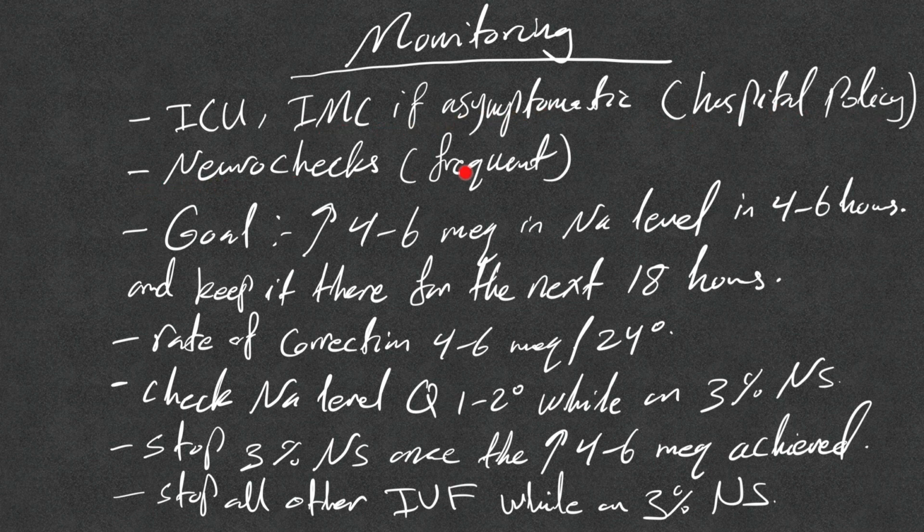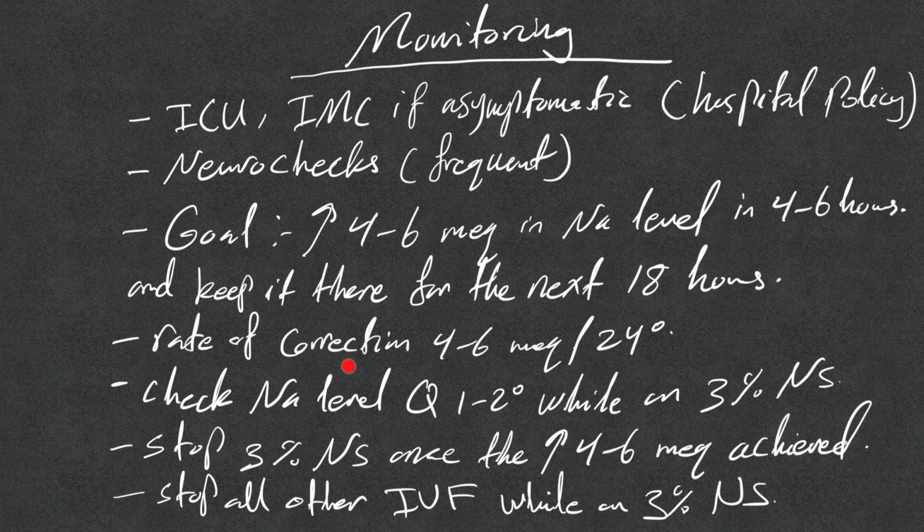Neuro checks frequent every 1, 2, or at the most every 4 hours. The goal is to increase the sodium level 4 to 6 milliequivalent in 4 to 6 hours, or faster even if they are symptomatic, to relieve the symptoms, right? And then keep it there for the next 18 hours. This is very important. We try to achieve this very quickly, right, to relieve symptoms, but we need to keep it there for the next 18 hours as well, and I'll discuss this soon.